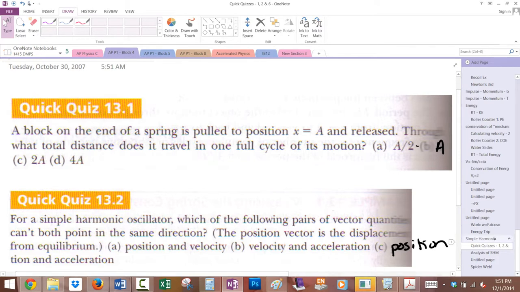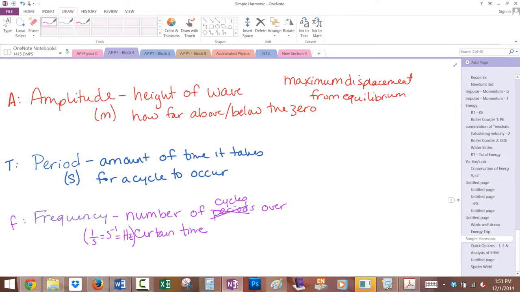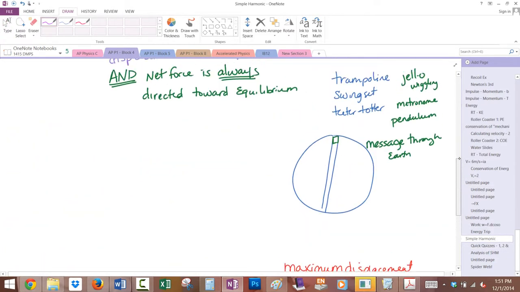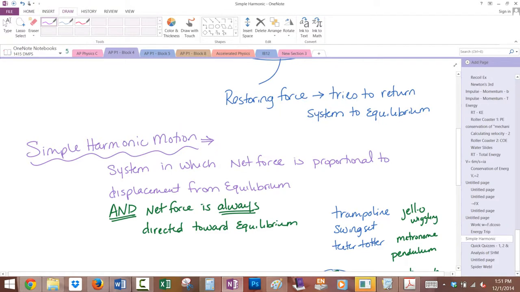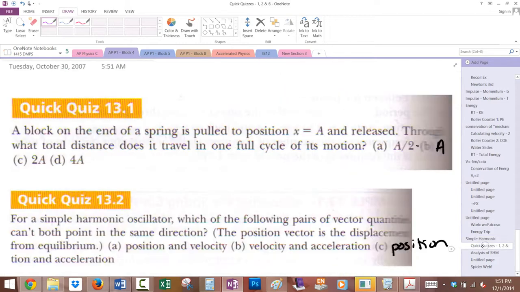Okay, so if we go back to the definition, I'm just pulling us right back. The net force is proportional to the displacement and is always toward the equilibrium. So that displacement is always away from the equilibrium, right? And the net force is always pulling back toward it. So we could use the argument. I'm just going to come back over here.